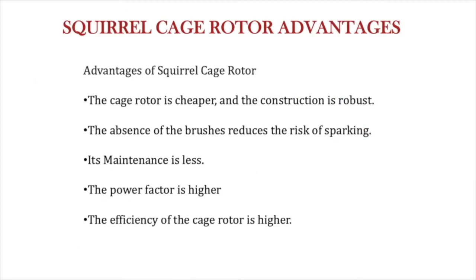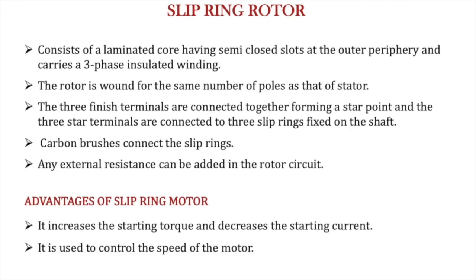The squirrel cage rotor has many advantages. It is cheaper and the construction is robust. The absence of brushes reduces the risk of sparking. Its maintenance is very little. The power factor is higher and the efficiency of the cage rotor is also high.